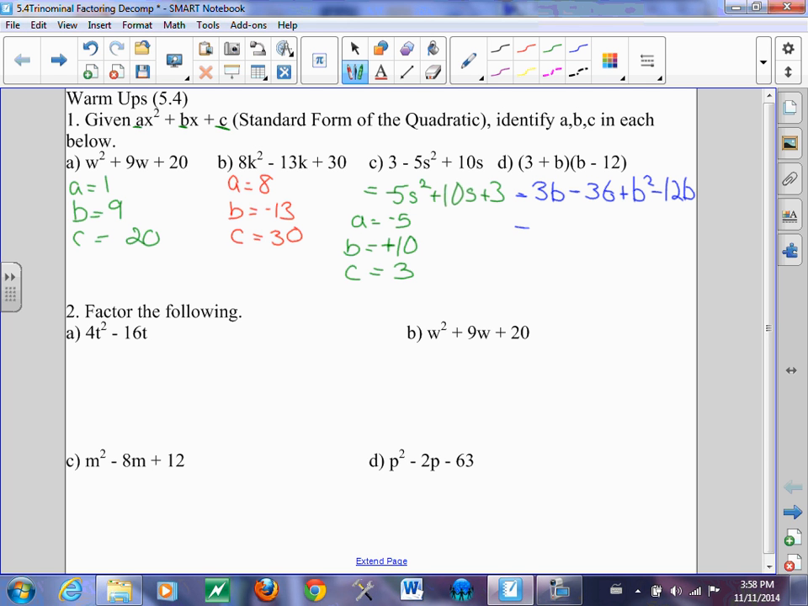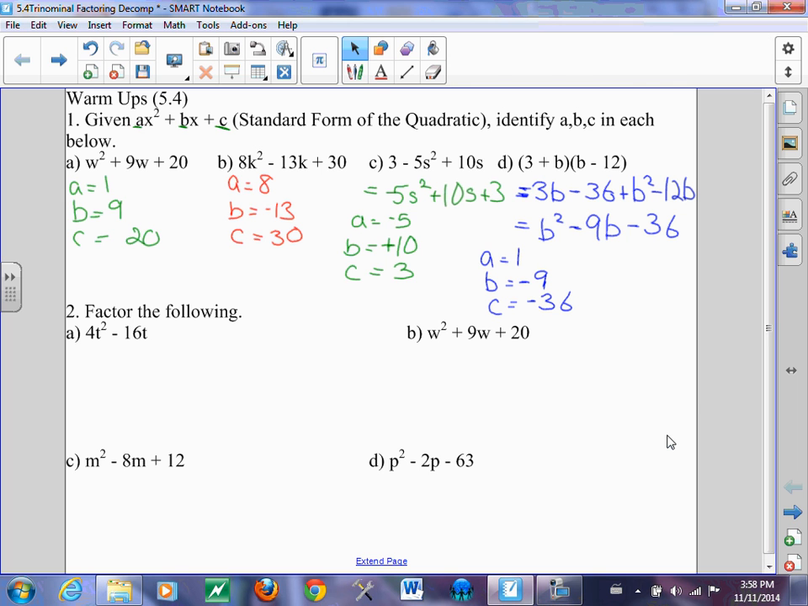Okay? We're going to collect like terms, sorry, that's an equal sign there, and put it in standard form. So bring our b squared term first, collect our b terms, so you're going to have negative 9b, and your constant term last. Based on that, now you can tell me that a equals 1, b equals negative 9, and c equals negative 36. Awesome!